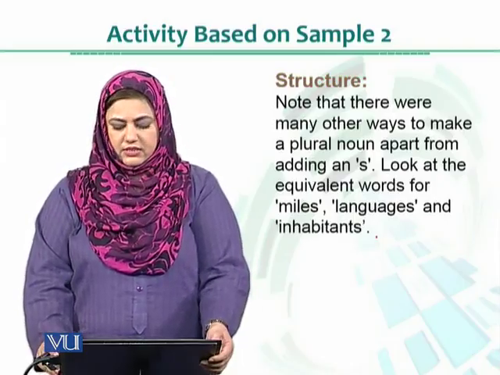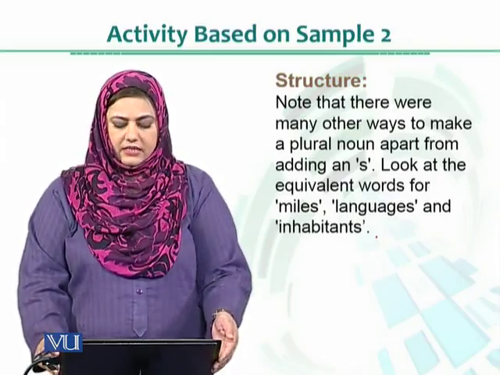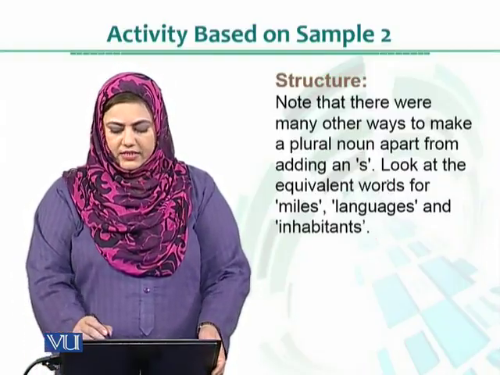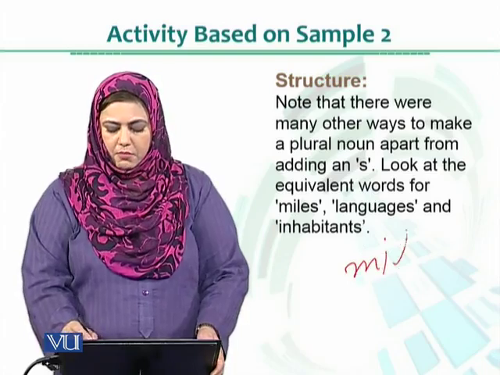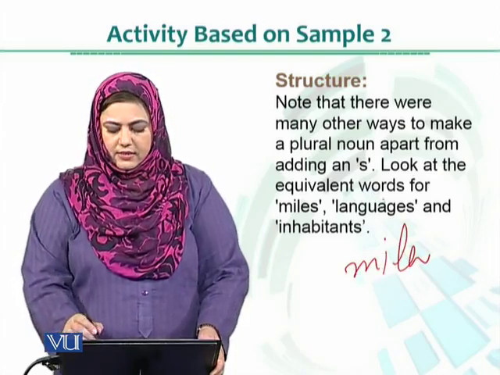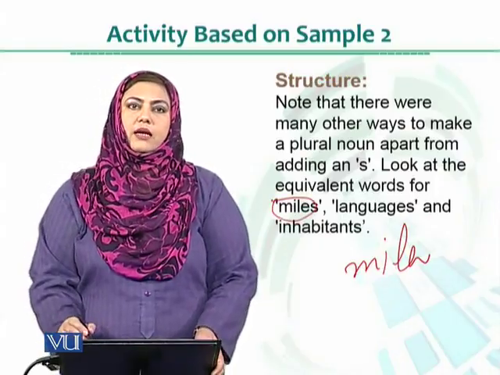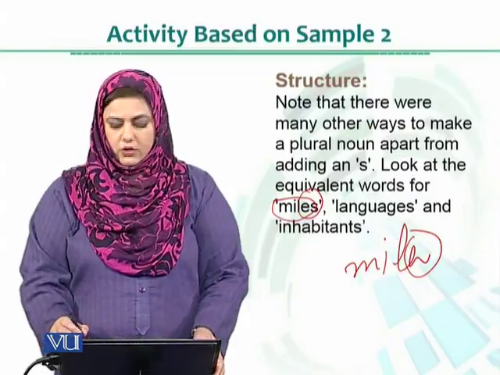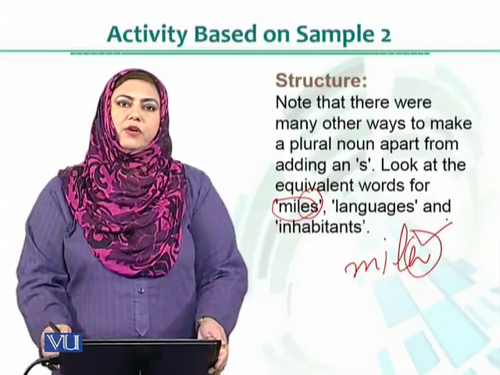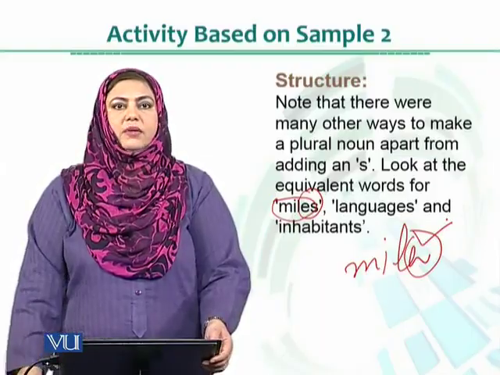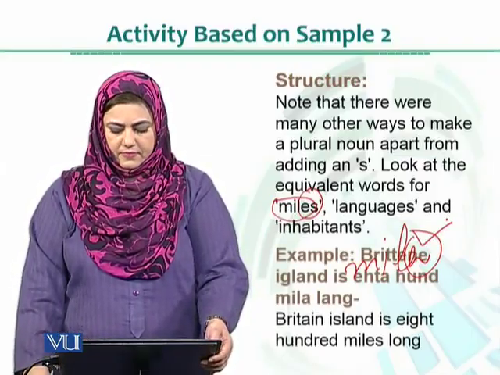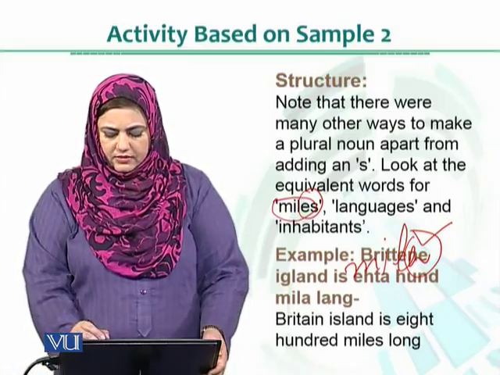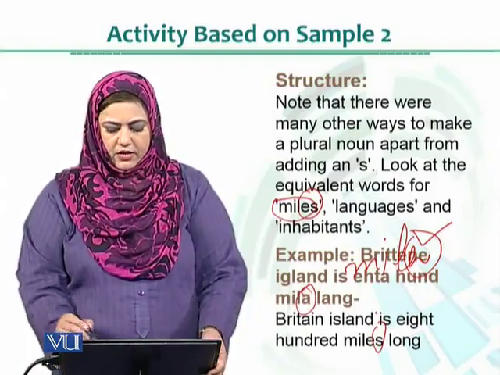As far as the structure is concerned, you can notice that there were so many different ways of making plurals. I already pointed out the word mila, which is miles in modern English. And when you compare these two ways of making these plurals, you would notice that Old English actually gives a possibility of making plurals in so many varied ways. You can notice this here. The example is here. You can notice this.